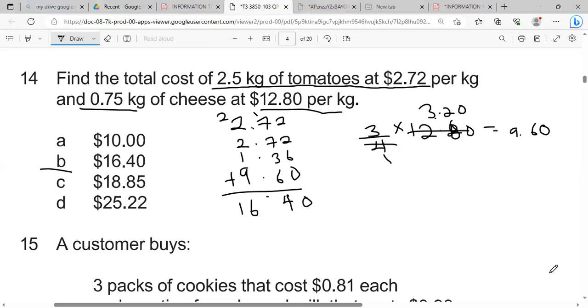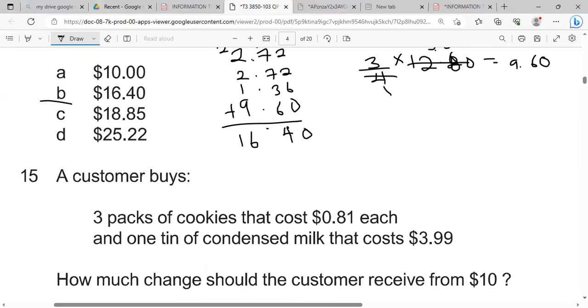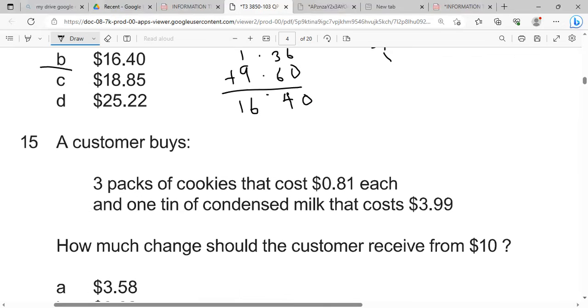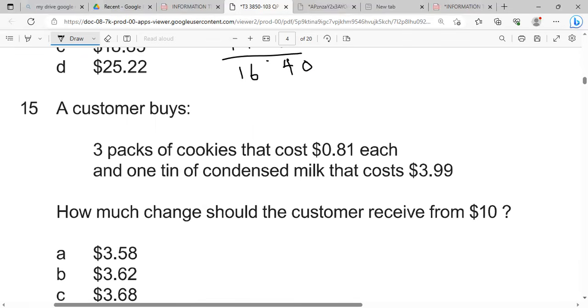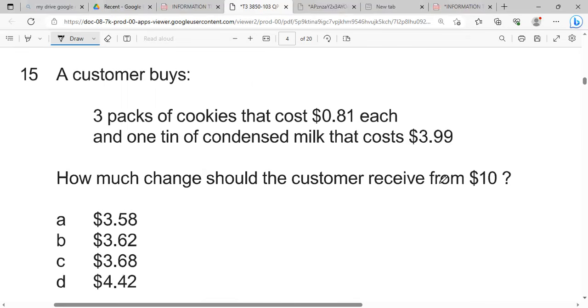All right, let's look at number 15. It says a customer buys 3 packs of cookies that cost 81 cents each and 1 tin of condensed milk that costs $3.99. Of course, it's not in Jamaica. That would cost like $10,000. This country is getting crazy, man. All right, so let's look at it.